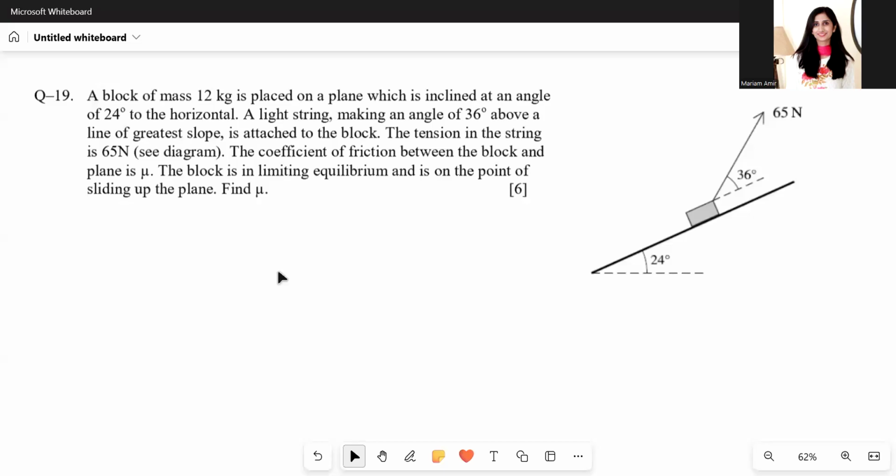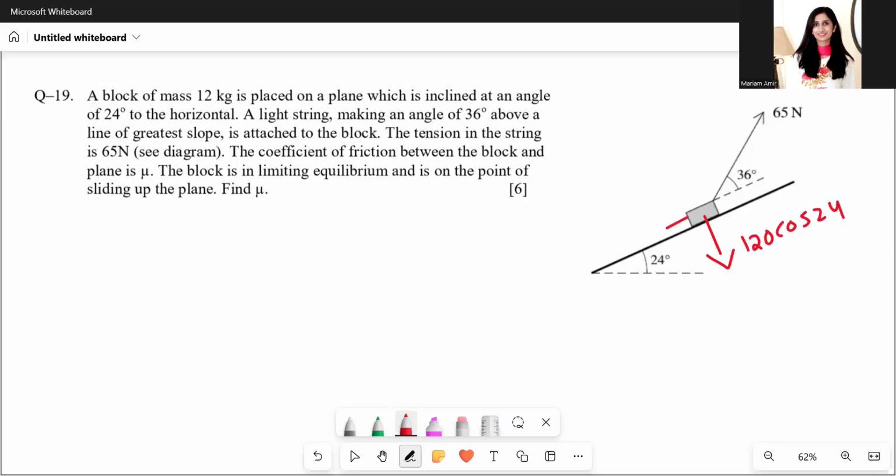Question number 19 on the worksheet on forces on inclined plane. A block of mass 12 kg is placed on a plane which is inclined at an angle of 24 degrees to the horizontal. If it's a 12 kg mass, that would mean a component of weight in this direction, which would be mg cos theta, and a component of weight in this direction, which would be mg sine theta, and a normal contact force in this direction.